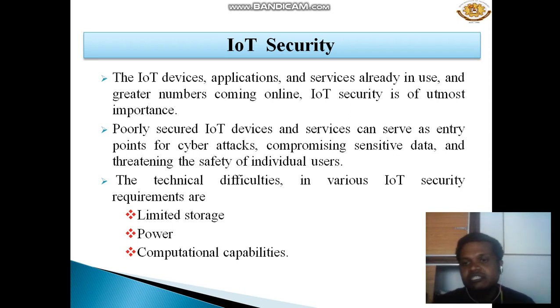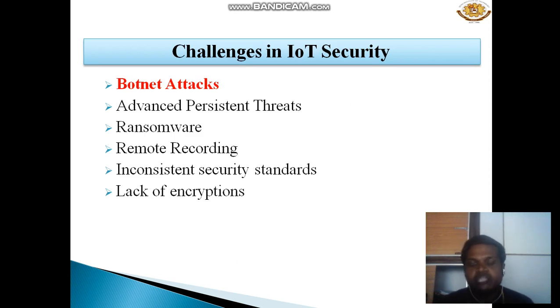It can compromise sensitive data, threatening the safety of individual users. There are also technical difficulties in various IoT devices, like limited RAM, storage, power, and computational capacity. So these are all the major impacts on IoT security. There are a variety of security attacks available, like botnet attacks, advanced persistent threats, ransomware, remote recording, inconsistent security standards, and lack of encryption. As we see, the botnet attack is one of the important challenges in the IoT environment.